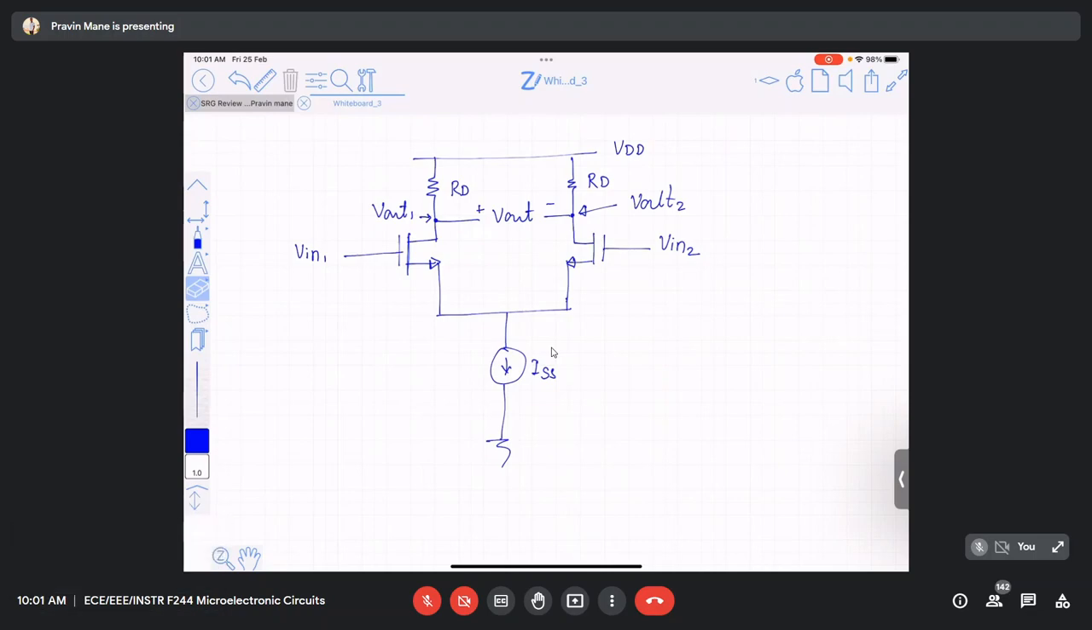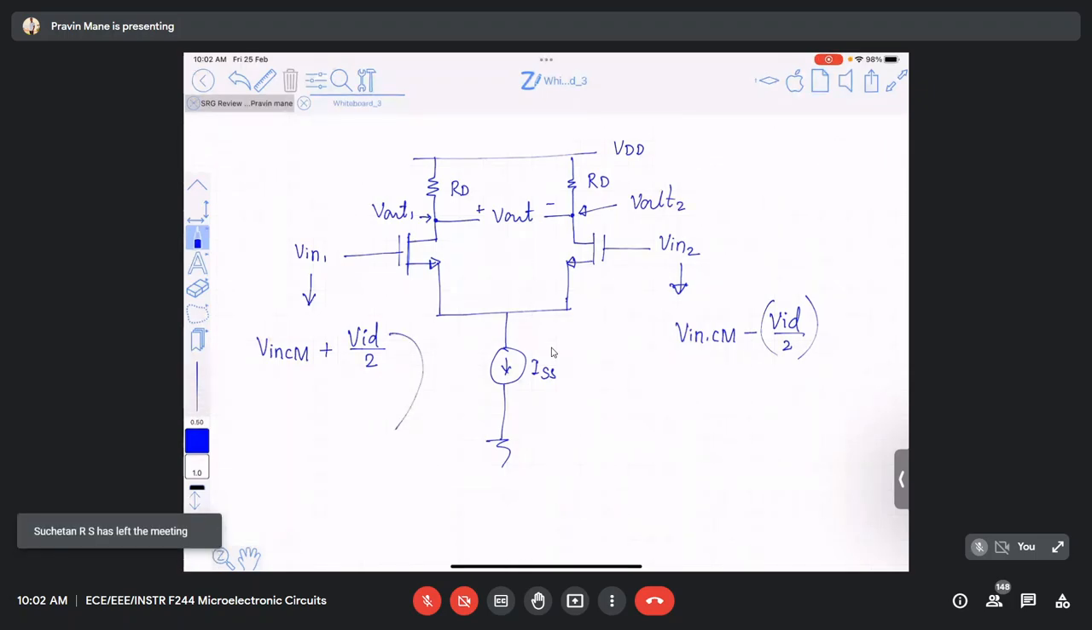Okay. Now, when I say a differential amplifier, here I have written it as V in. So this V in and V in 2 consist of two kinds of components. One is called V in CM plus some value which is called VID by 2, while at this end the input will be V in CM minus VID by 2. VID here stands for differential input, while V in CM is called the common mode input.